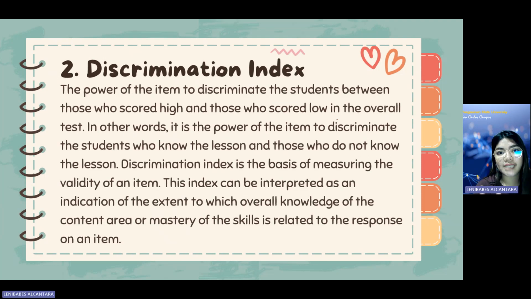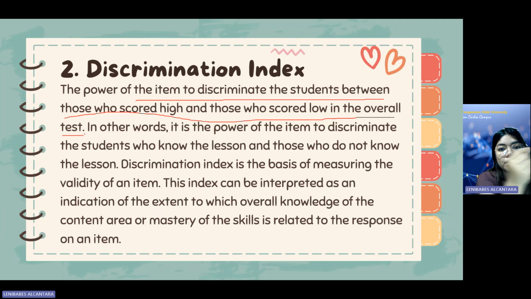Now, let me move on to the second one, which is the discrimination index. The power of the item to discriminate the students between those who scored high and those who scored low in the overall test. So what's the difference between the two? Itong discrimination naman, by just doing the discrimination index, malalaman natin ilan ba sa mga estudyante natin yung talagang nag-aral compared doon sa mga hindi nag-review. Kasi we can actually discriminate it by doing these discrimination index sa kanilang sa bawat items.